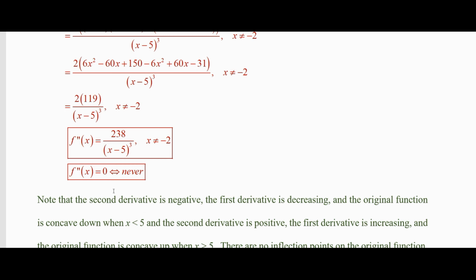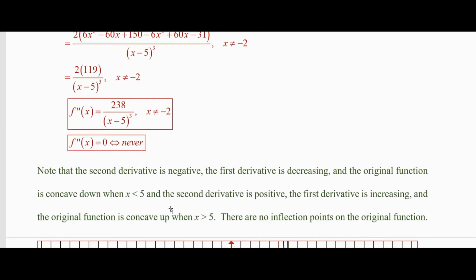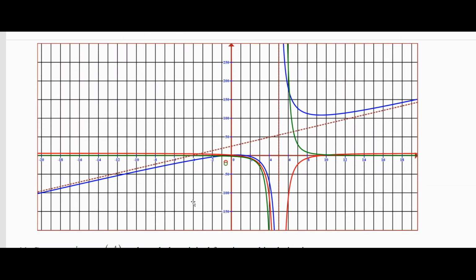So when x is less than 5, the second derivative is negative and the original function is concave down. And when x is bigger than 5, then we have the second derivative is positive and the original function is concave up. So we should see that here. Let's see. So here's your 5. X equals 5 is your vertical asymptote.